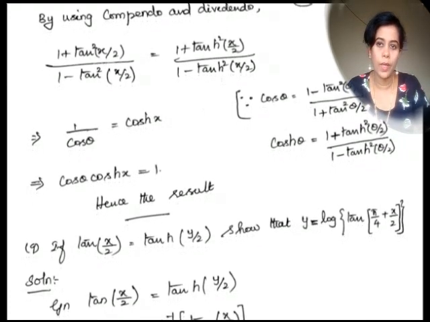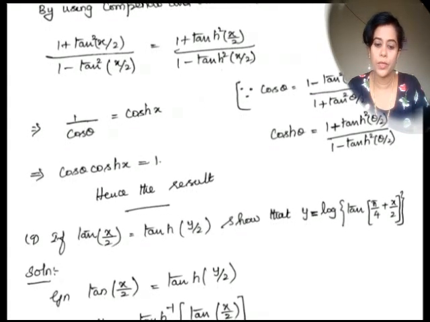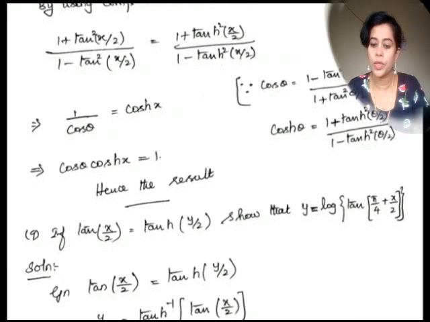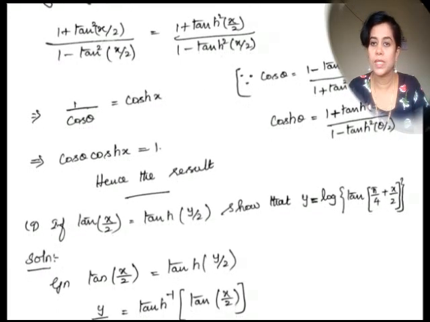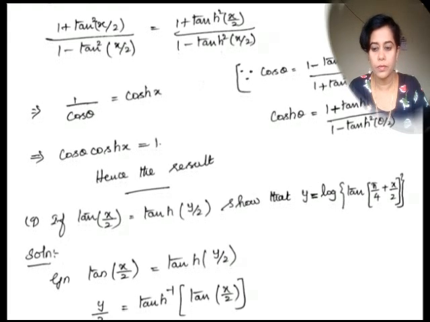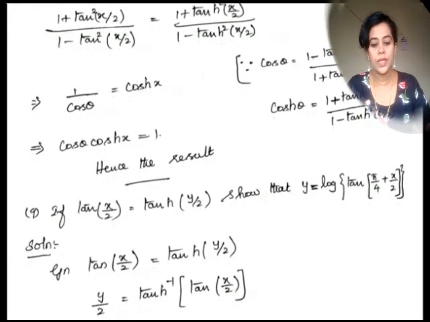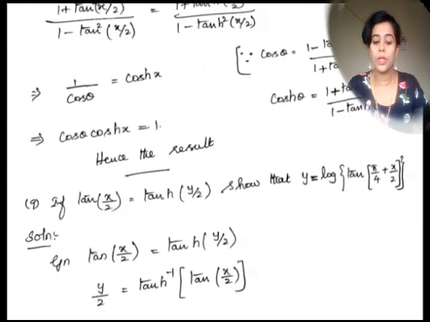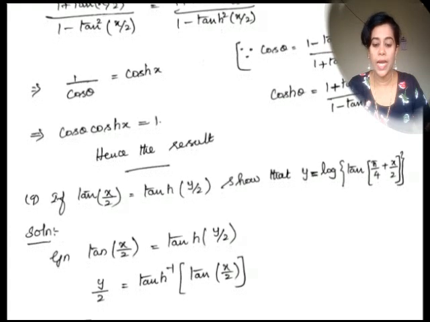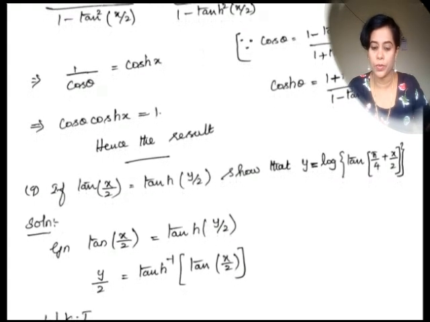Let us go to the next problem. If tan of x by 2 is equal to tanh of y by 2, show that y is equal to log of tan of pi by 4 plus x by 2. So given that tan of x by 2 is equal to tanh of y by 2, then y by 2 is equal to, bringing this tanh inverse to the other side, tanh inverse of tan of x by 2.